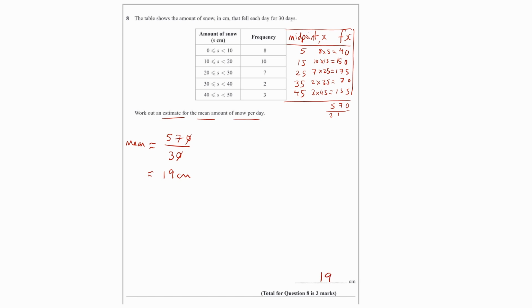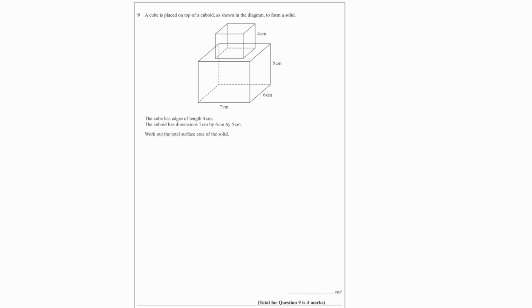19 centimetres. The cube is placed on top of a cuboid as shown in the diagram to form a solid. The cube has edges of length 4 centimetres. So the cuboid is 7 by 6 by 5. Work out the total surface area.